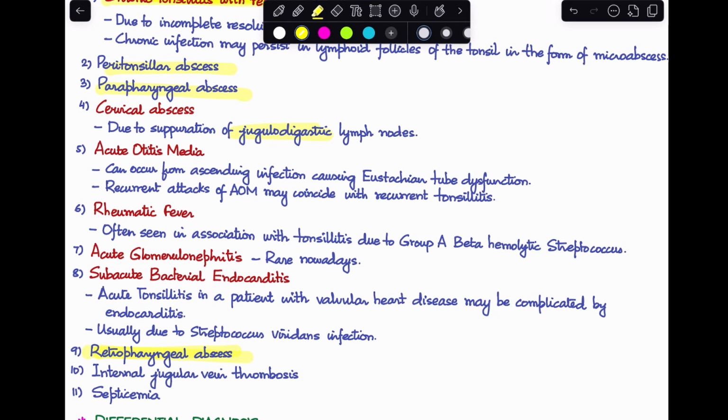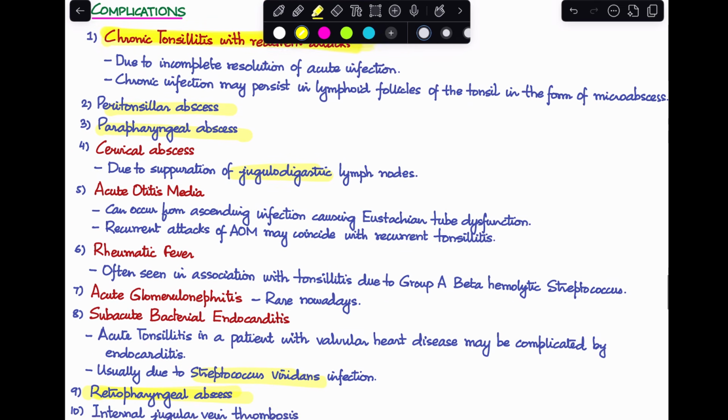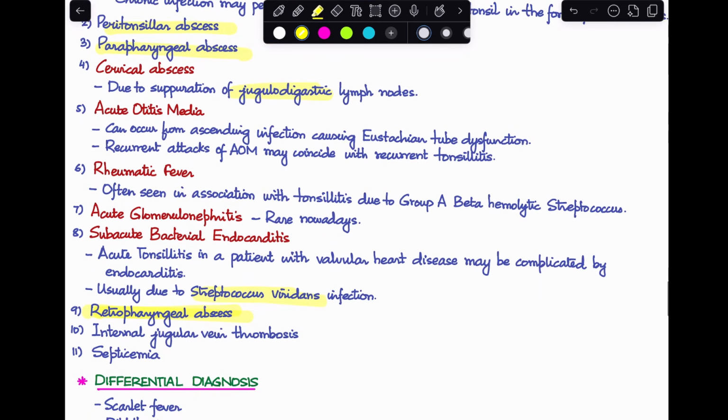Acute glomerulonephritis is also another such thing, but this is much rarer nowadays. And the third disease that is commonly seen with streptococcus is subacute bacterial endocarditis. Now, patients who have valvular heart disease and have acute tonsillitis may get complicated by this endocarditis. The Streptococcus species which is involved here is mostly Streptococcus viridans. And there can even be septicemia and internal jugular vein thrombosis. These are the complications of acute tonsillitis.